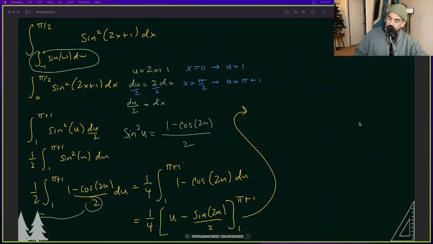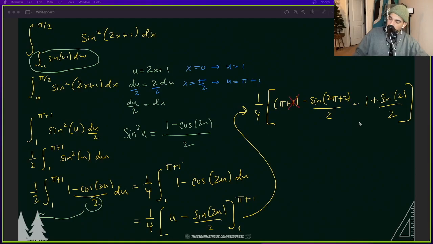And so now I can go ahead and plug in my values. I have 1/4 on the outside, pi plus 1 minus sine of 2 pi plus 2 over 2 minus 1 plus sine of 2 over 2. Nothing quite interesting happens here except that the 1's cancel out. And now I can go ahead and distribute the 1/4 into everything, and that gives me pi over 4 minus sine of 2 pi plus 2 over 8 plus sine of 2 over 8.